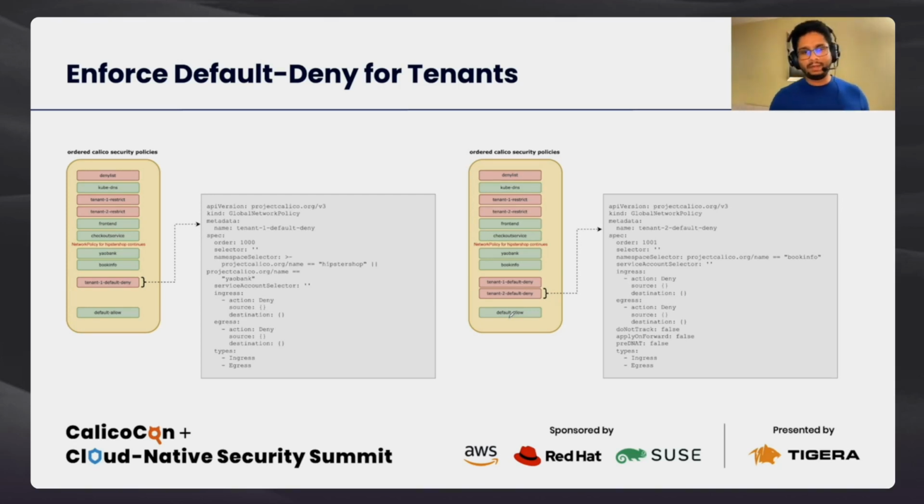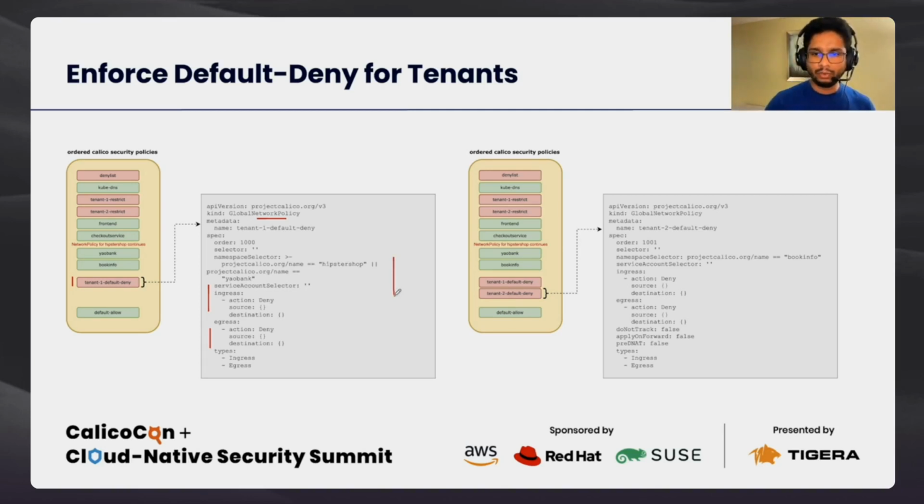And once you're done building policies for a certain set of namespaces, you could then enforce a default deny for those namespaces. So in this case, we're first enforcing a default deny for tenant 1. And what this says is that deny all traffic in the ingress and egress directions for the tenant 1 workloads. This policy is a global network policy, and the workloads are identified using the namespace selector. In this case, we've matched the hipster shop and Yao Bank namespaces.